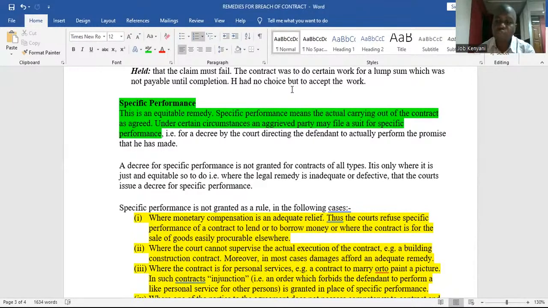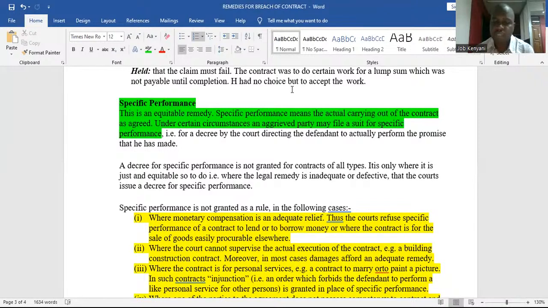Also where the court cannot supervise the actual execution of the contract. They can't compel people to continue with that contract, yet the court cannot supervise. They don't know what will happen. Maybe the breach will actually continue. So where the court cannot supervise, specific performance is not the best remedy.